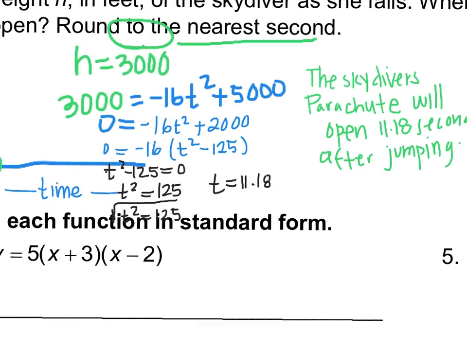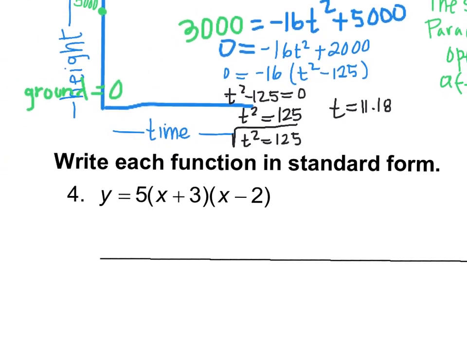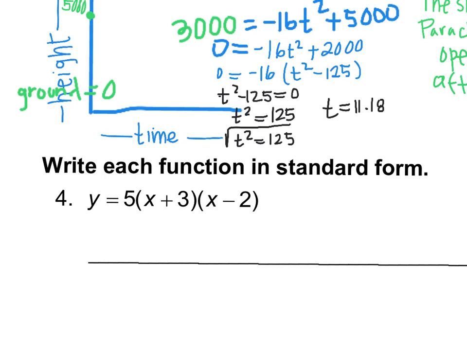Now we're going to take a look at problem number 4. Write each function in standard form. So in order to get our function into standard form, we're going to need to multiply these two factors with each other first. And I usually use a Punnett square. So I'll be back after I'm done with that.